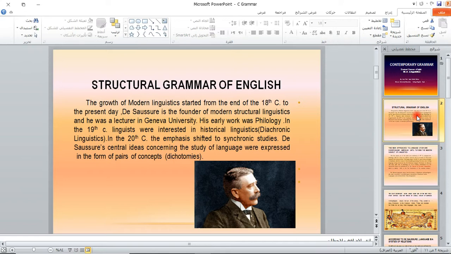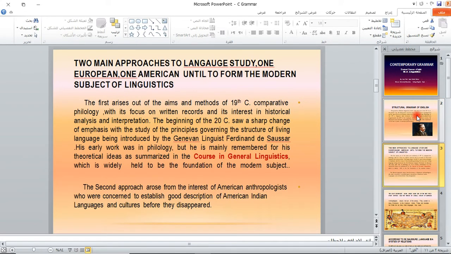De Saussure's central ideas concerning the study of language were expressed in the form of pairs of concept dichotomies. There were two main approaches to language study, one European, one American, which came together to form the modern subject of linguistics. The first arises out of the aims and methods of 19th century comparative philology, with its focus on written records and its interest in historical analysis and interpretation.